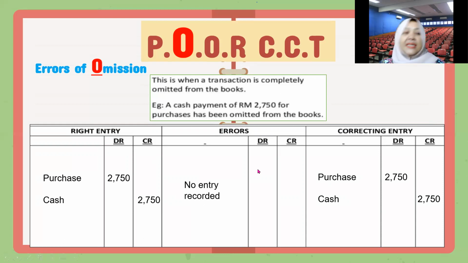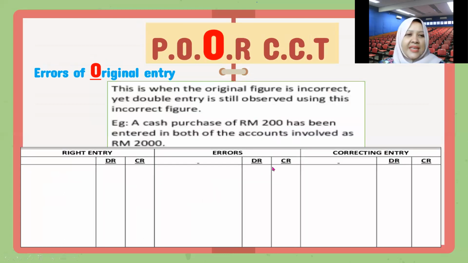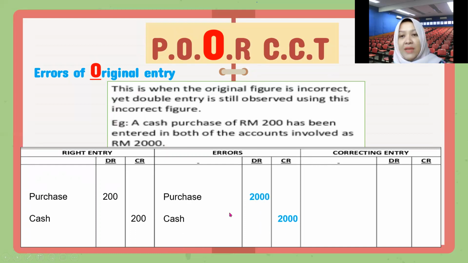Next, the second error, sorry, the second error should be original entry, where the double entry is observed but using an incorrect figure. Let's say a cash purchase of 200 has been entered in both of the accounts. The entry should be debit purchase, credit cash, but somehow your bookkeeper has recorded it wrongly. They debited purchase of 2,000 and credited your cash of 2,000. So they have recorded more. It should be 200, but they recorded 2,000.